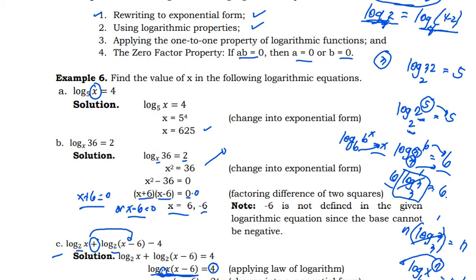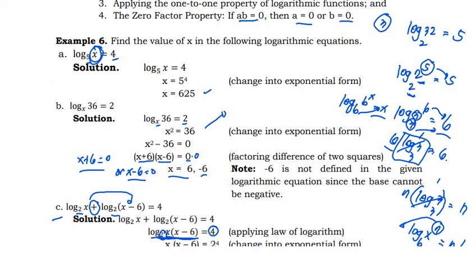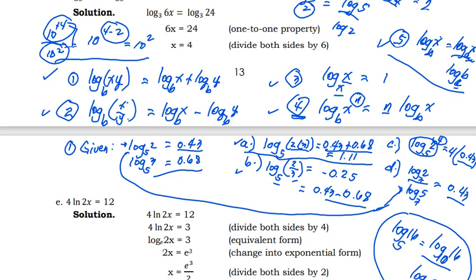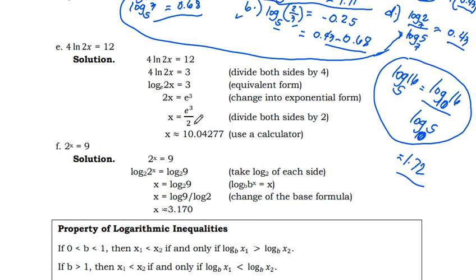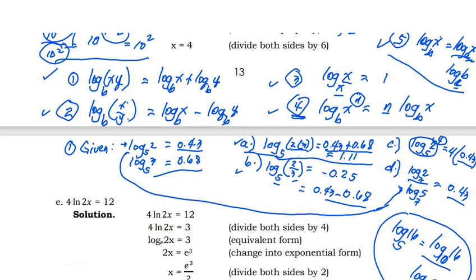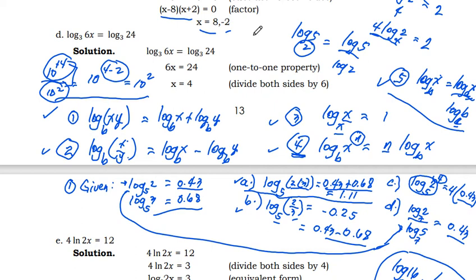So 5 to the 4th equals x, because this one is the base, and this one is the exponent, and this is the result. So the value of the logarithm is the exponent. So in here, we have an example. At least we finished with this example, E. So in the example D, I mean, we can write 6x equals 24 and therefore x equals 4.